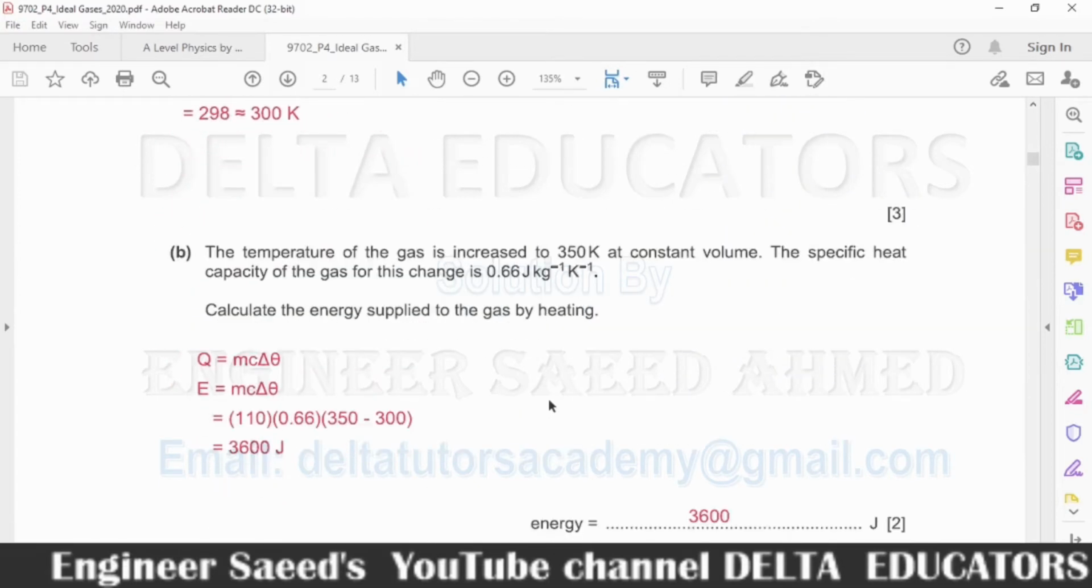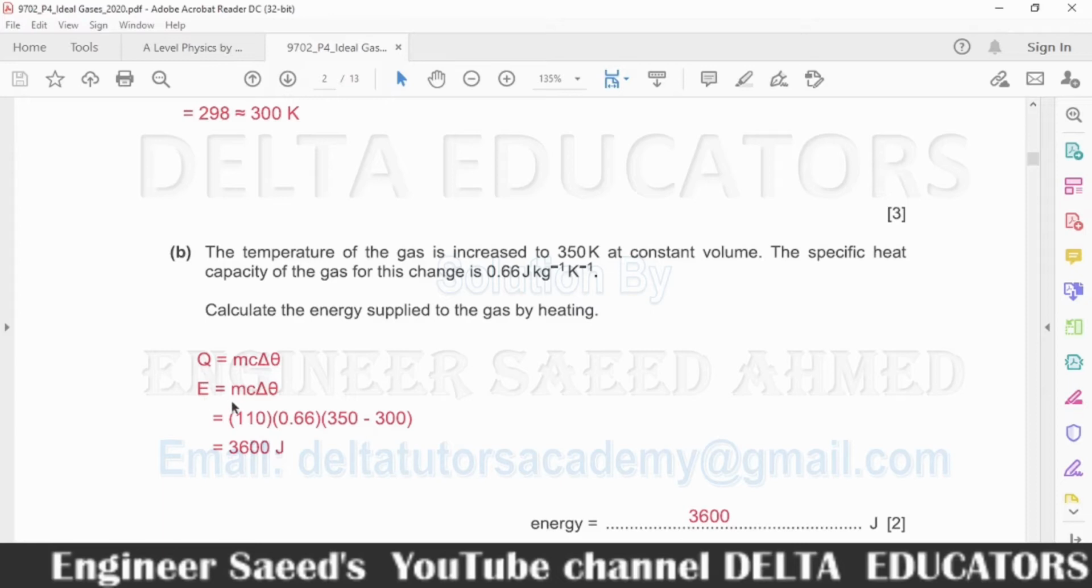Part B, the temperature of the gas is increased to 350 Kelvin at constant volume. The specific heat capacity of the gas for this change is 0.66 joule per kilogram per Kelvin. Calculate the energy supplied to the gas by heating. In topic of thermal properties, we have studied a formula Q is equal to mc delta theta, where Q for amount of heat or amount of energy, m for mass, c for specific heat capacity and delta theta for change in temperature.